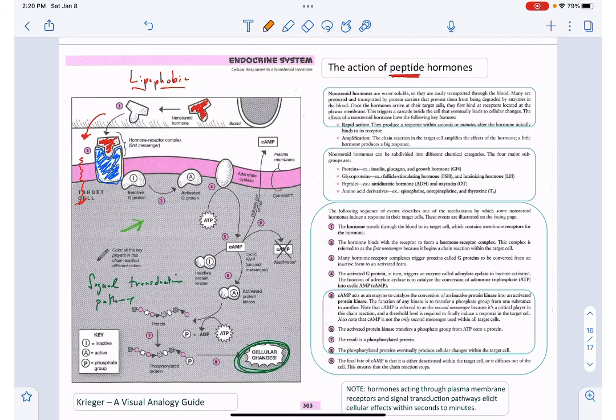the hormone binds to the receptor, that activates the receptor, and the receptor activates what we call a G protein. This G protein located in the plasma membrane. Then this G protein activates another molecule located on the plasma membrane called adenylate cyclase. And adenylate cyclase, that's an enzyme that's going to convert ATP to this molecule called cyclic AMP. And cyclic AMP is what we call a second messenger.